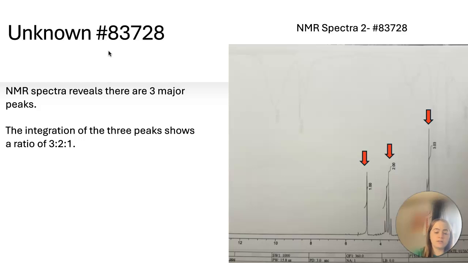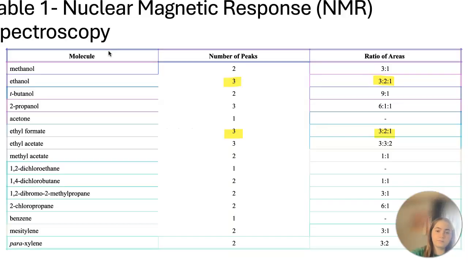For one of my unknowns, there were revealed to be 3 major peaks once I obtained the NMR spectra at 1, 2, and 3 ppm, which then shows a ratio of 3:2:1. Then, using the NMR table, you can eliminate all the other compounds that don't have the ratio 3:2:1 and 3 peaks. After doing that, you can see that the only two compounds that have both of those criteria are ethanol and ethyl formate.